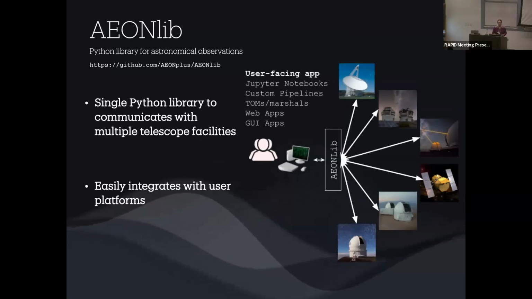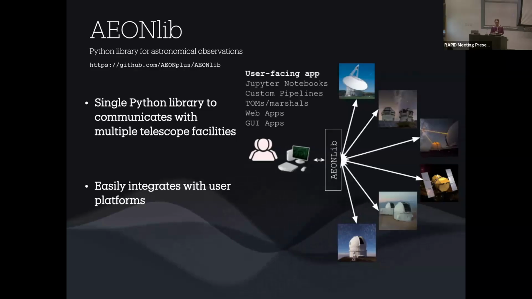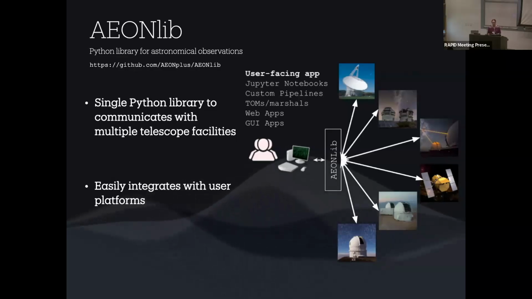So we're developing AEON, which is a single Python library designed to communicate with multiple telescope facilities and abstract away as much of the detail as possible, so that it's a common user interface for as many telescopes as possible. And by making it a Python library, it's designed to integrate with other user platforms. These include not just TOM systems or marshals, but everything down to Jupyter notebooks or your own custom pipeline.